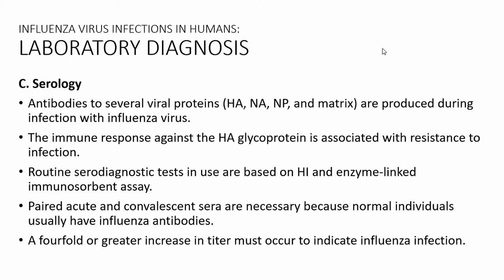Serology: antibodies to several viral proteins are produced during infection with influenza virus. And the immune response against the HA glycoprotein is associated with resistance to infection. Routine serodiagnostic tests in use are based on the HI and the enzyme-linked immunosorbent assay, or ELISA. Paired acute and convalescent sera are necessary because normal individuals usually have influenza antibodies. A fourfold or greater increase in titer must occur to indicate influenza infection.